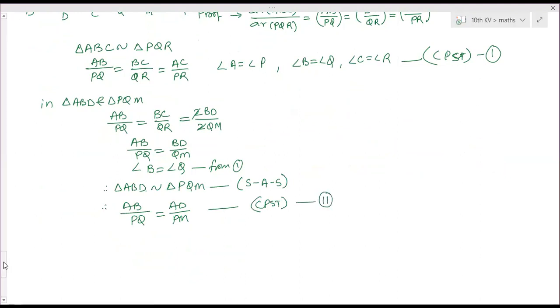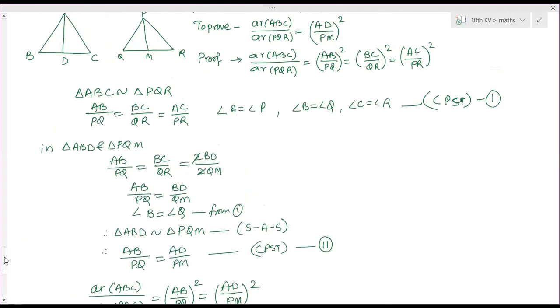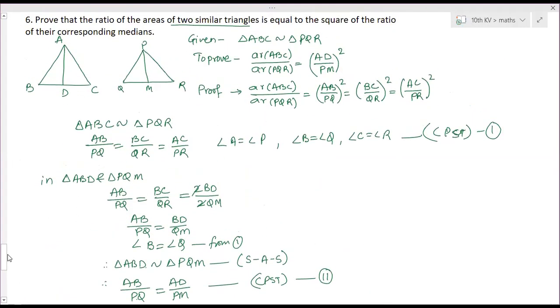Then we can write area of ABC by area of PQR is equal to AB by PQ whole square. Now in place of AB by PQ, we can substitute AD by PM also. AD by PM whole square. That's proved. Is it clear? Yes, ma'am. Write it down then.